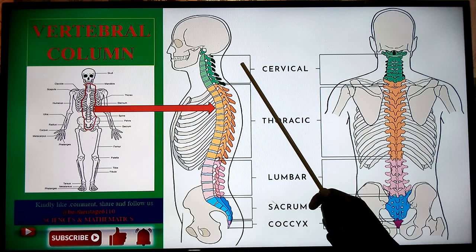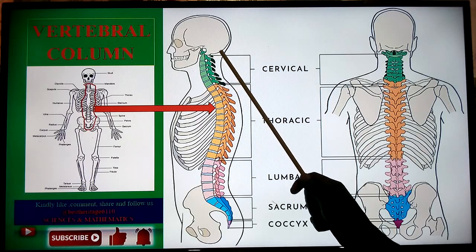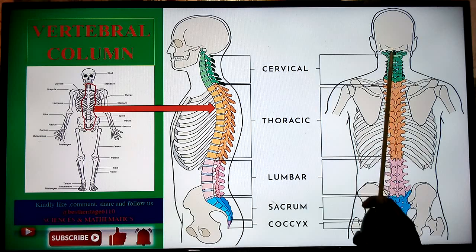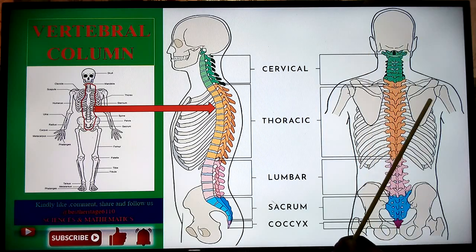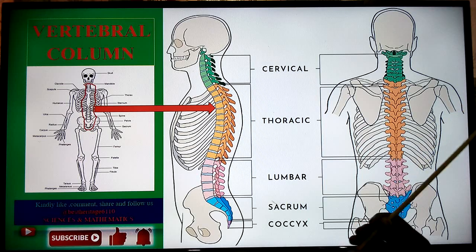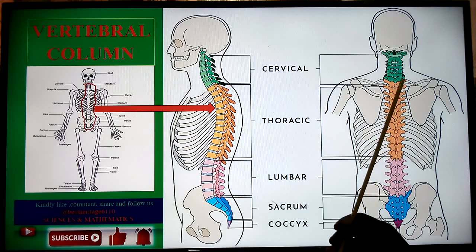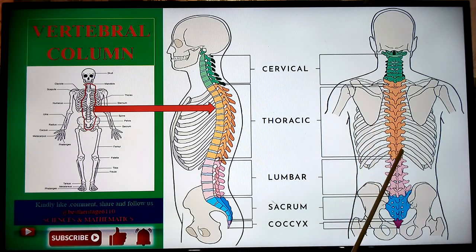The first set of bones, the upper part, is referred to as the cervical vertebrae, which is shown using this right part of our board. Next we have the thoracic vertebrae, which is a range of bones shown from this specific point to this particular point. Then we have a range of bones from this particular part and the lower one, which is the lumbar vertebrae. And lastly, we have the sacrum and the coccyx.